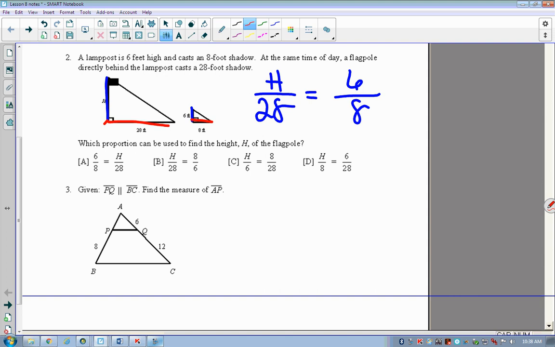Let's see, do we have anything that kind of matches any of this? A, right? We see A, and really it's not any different. It's just kind of flipped, but it's the same thing. Okay, it would still give me the same answer.